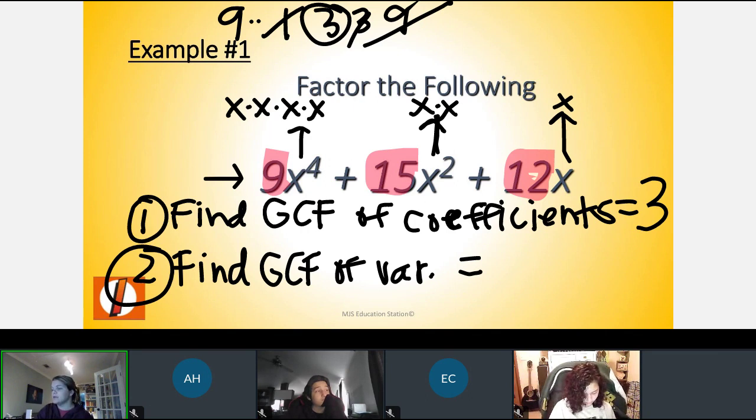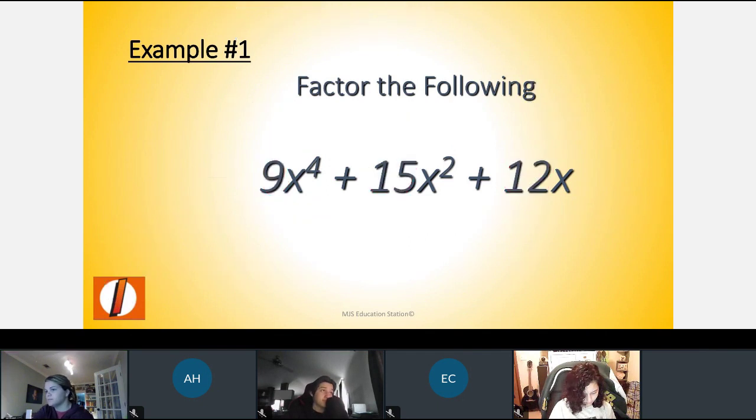We cannot take an x from a term that doesn't have an x. This one, we have 9x to the 4th, 15x squared, and 12x. So they all do have that x variable. Basically the smallest x is going to be your GCF. So it's 1. I can't take 2 x's. I can't take an x squared from x. I don't have x squared. So my GCF here would be x.